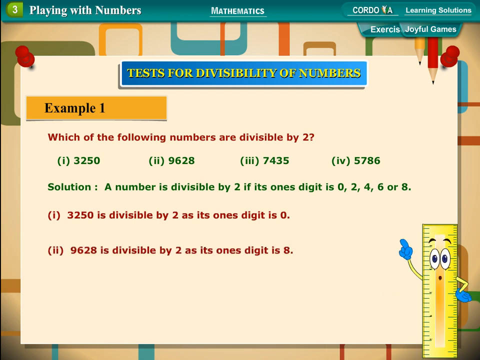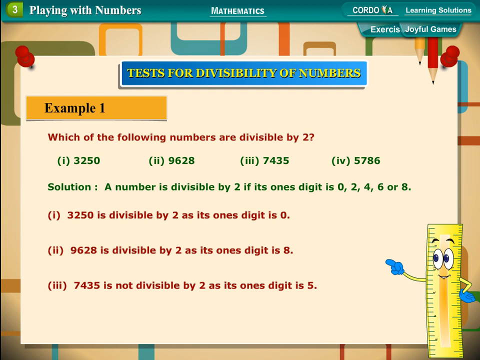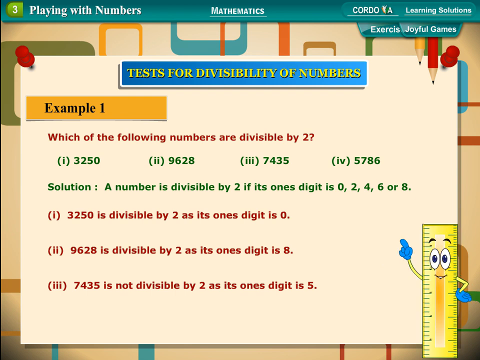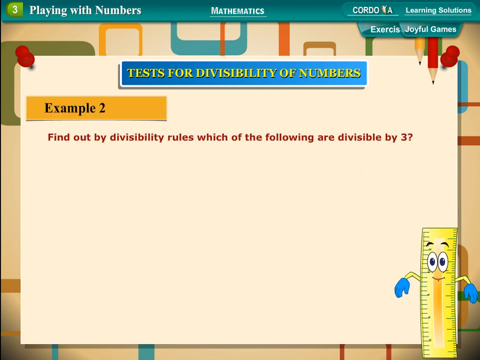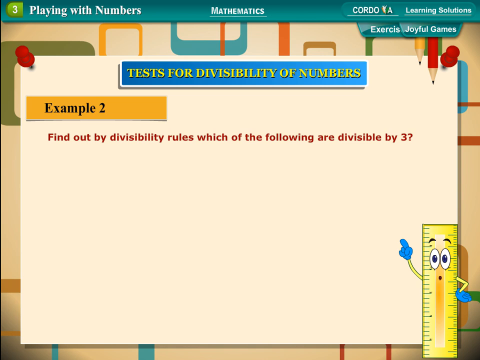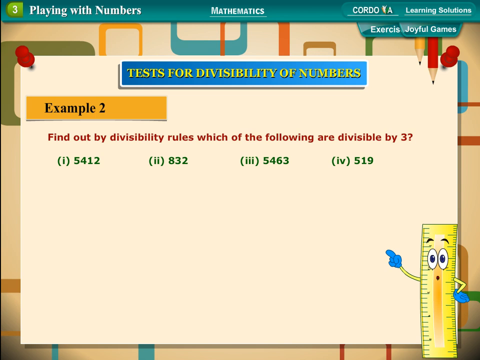9628 is divisible by 2 as its ones digit is 8. 7435 is not divisible by 2 as its ones digit is 5. 5786 is divisible by 2 as its ones digit is 6. Example 2. Find out by divisibility rules which of the following are divisible by 3. 5412, 832, 5463, 519. Solution.